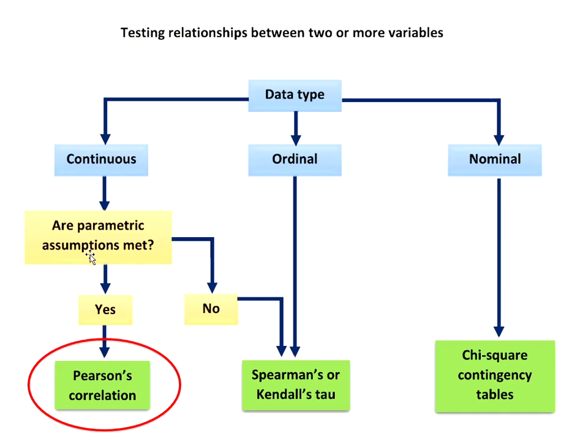Are our parametric assumptions met? For most of what we do, we'll just assume this, and we'll look into this a little bit more with multiple regression. But in general, we just assume yes, and that leads us to a Pearson's correlation. And so remember, this is testing relationship between two or more variables. In this case, it really is just two variables. So for correlation, it's just two variables.